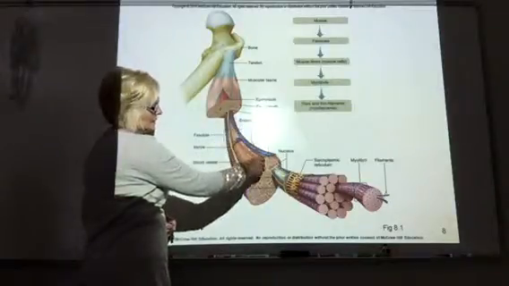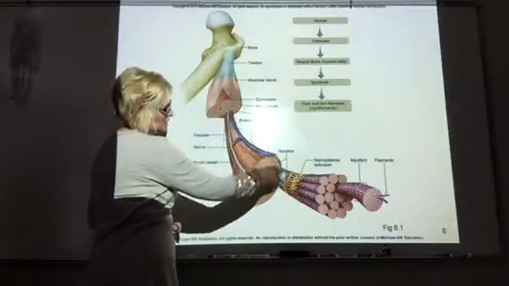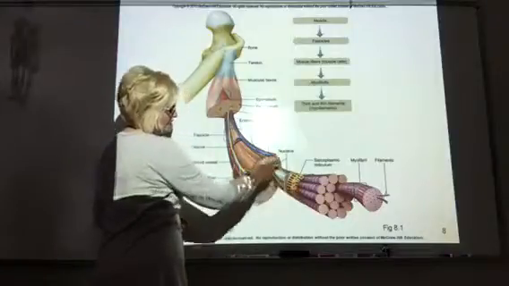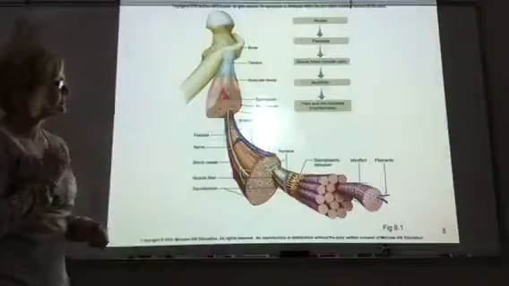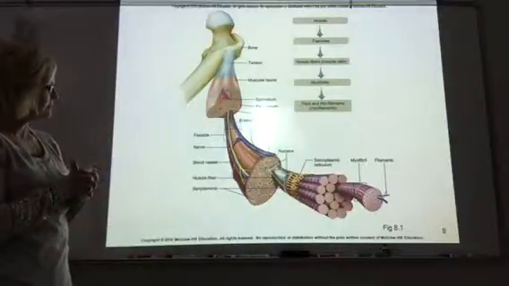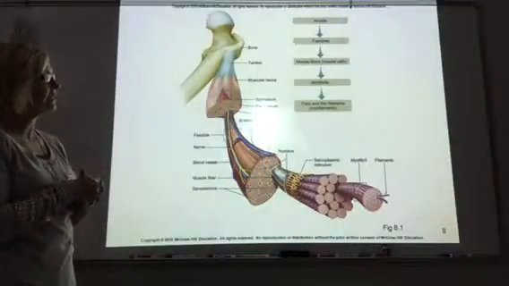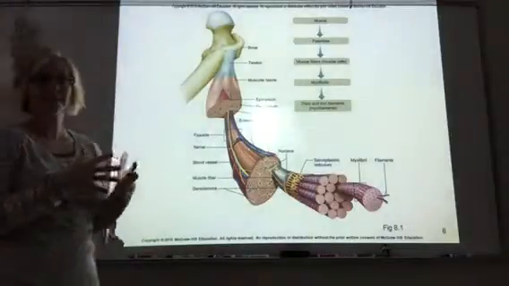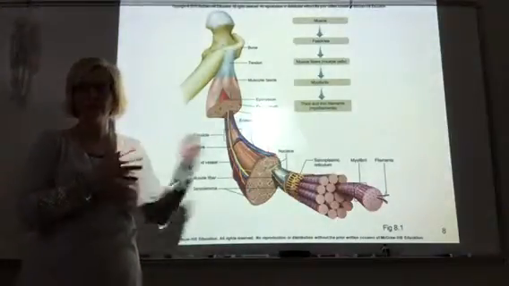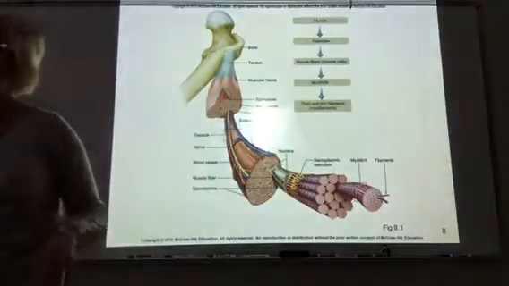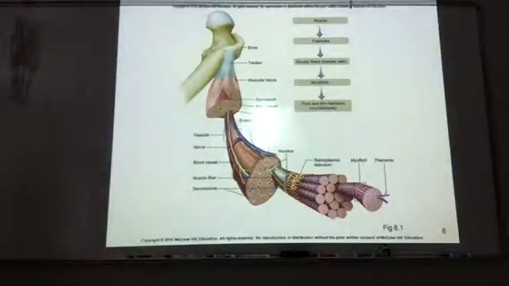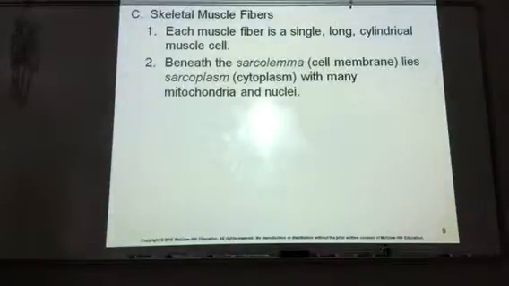Endomysium is the lining that surrounds each individual fiber. So it's surrounding this part that's in here. And then inside of our muscles we have thick and thin filaments. And those thick and thin filaments are what actually make your muscles contract. They move together and actually cause the muscle to contract.